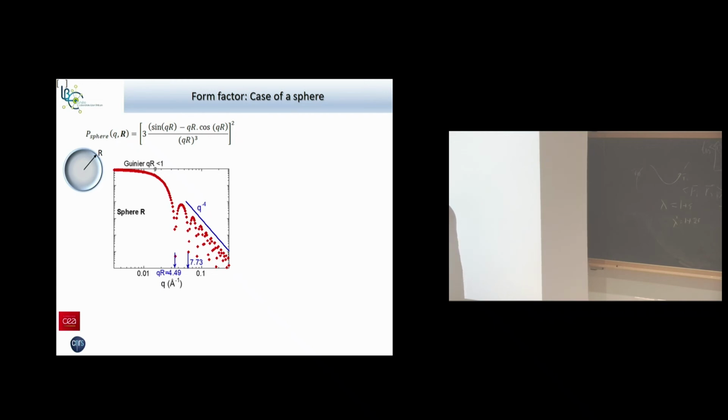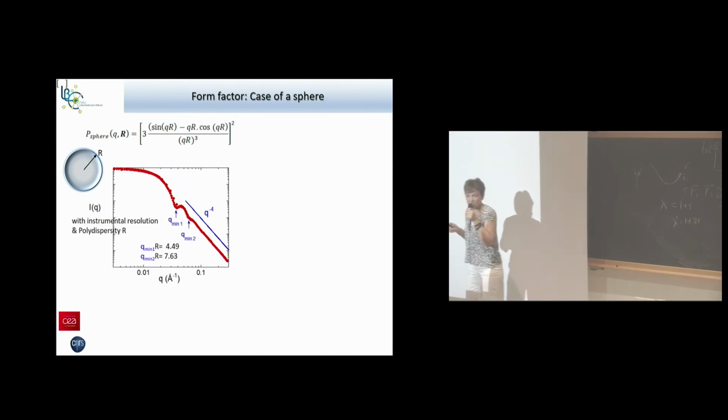And here the scattering intensity of the form factor goes to zero at a precise position of Q. The first oscillation appears at QR 4.5, and then the second oscillation, etc. You can calculate from this equation at which QR value it goes to 0. Also, a characteristic of a sphere is that it has a sharp interface, and the envelope of the decrease is Q to the minus 4 because the sphere has a sharp interface.